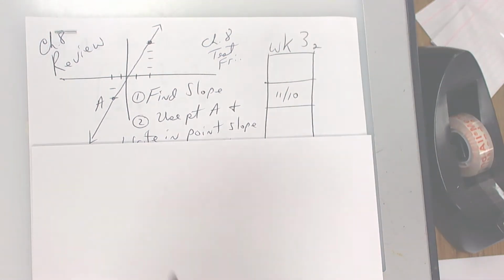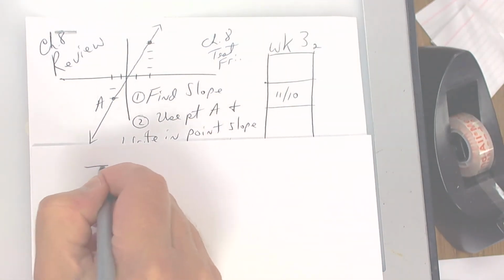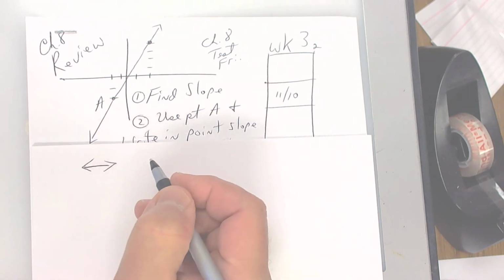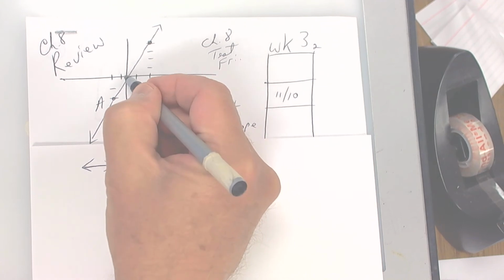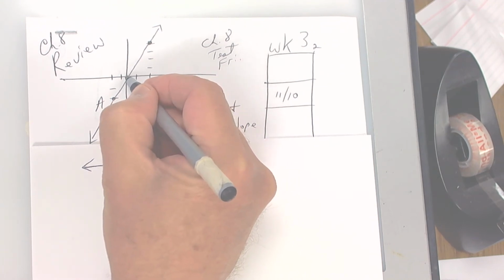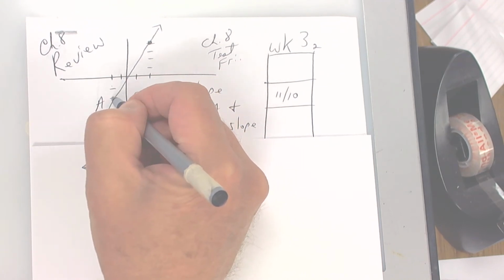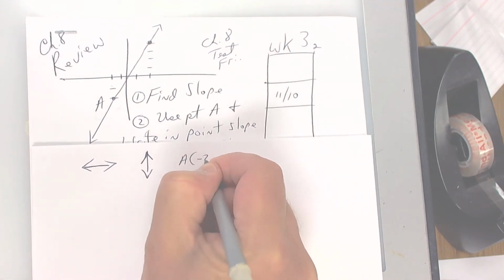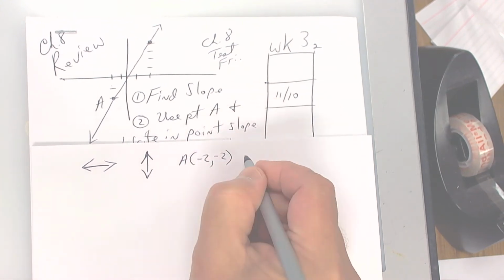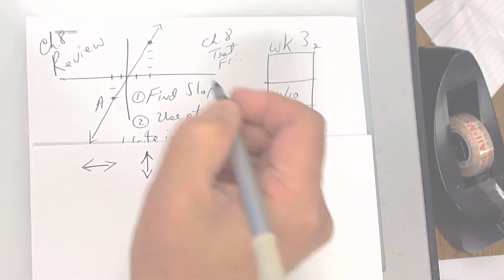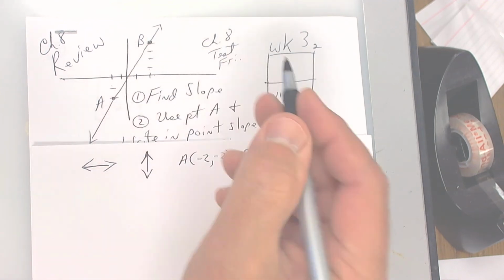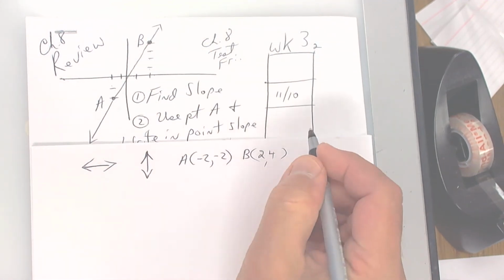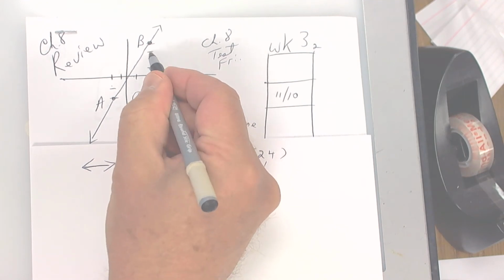Find the slope. Well, you got to know where this point is. Remember, the x comes first, so you got to go sideways and then up or down. You start in the middle, which is called the origin. You got to go left 2 and then down 2. So A is (-2, -2), and the other point, which I'll call B, is over 2, up 4. 0, 1, 2, 3, 4.